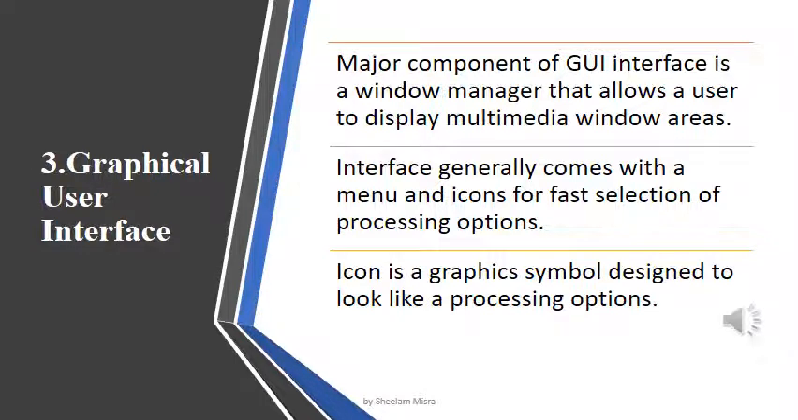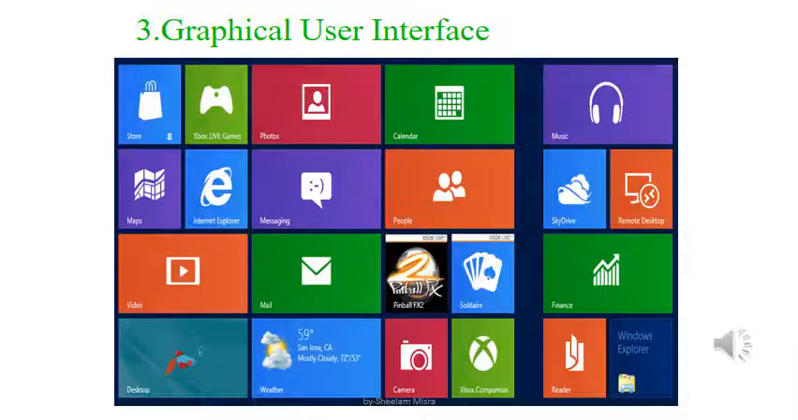The third application is graphical user interface, GUI. The major component of a GUI is a window manager that allows a user to display multiple windows areas. An interface generally comes with a menu and icons for the fast selection of processing options. An icon is a graphical symbol designed to look like a processing option. These are the different icons for the graphical user interface.